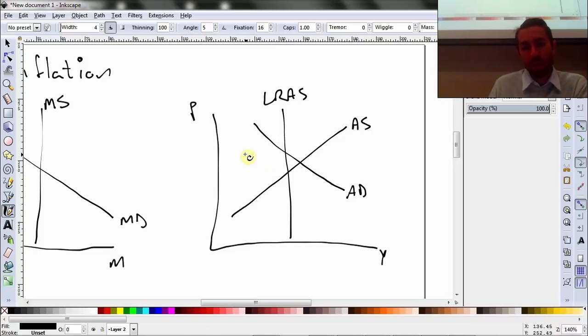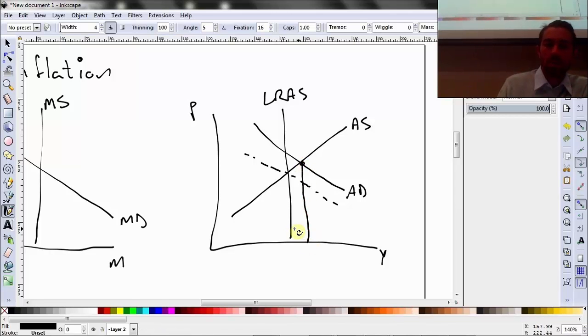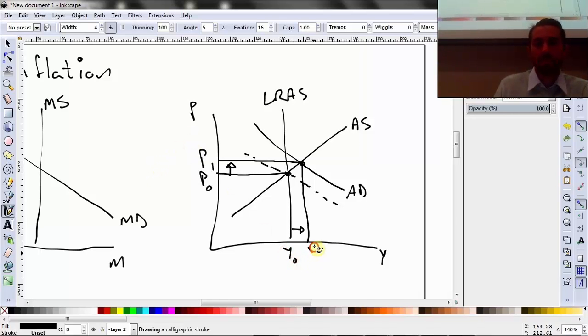If you were initially at equilibrium, you would have been through there. We've had an increase in aggregate demand. Our output has increased, but we've got another problem here: prices have increased. So we've got inflation. What should the Reserve Bank do?